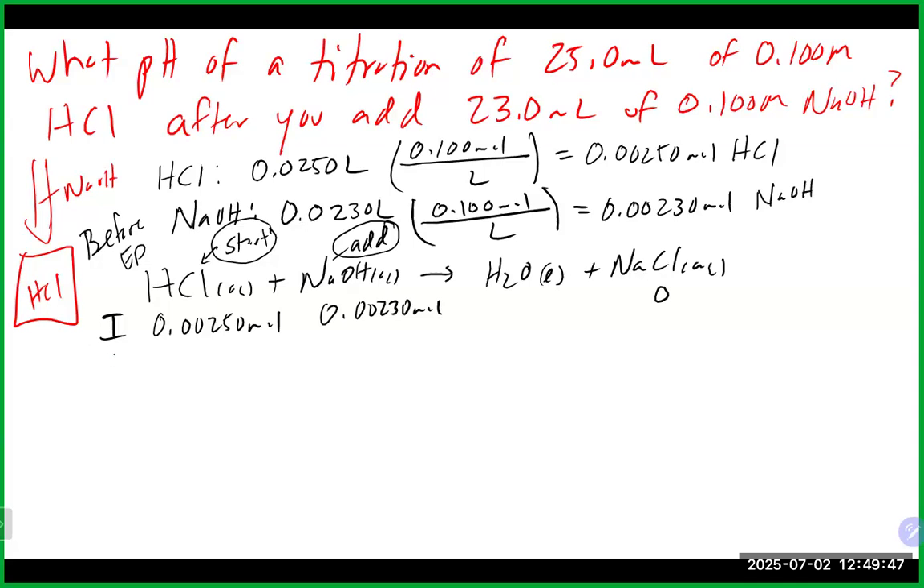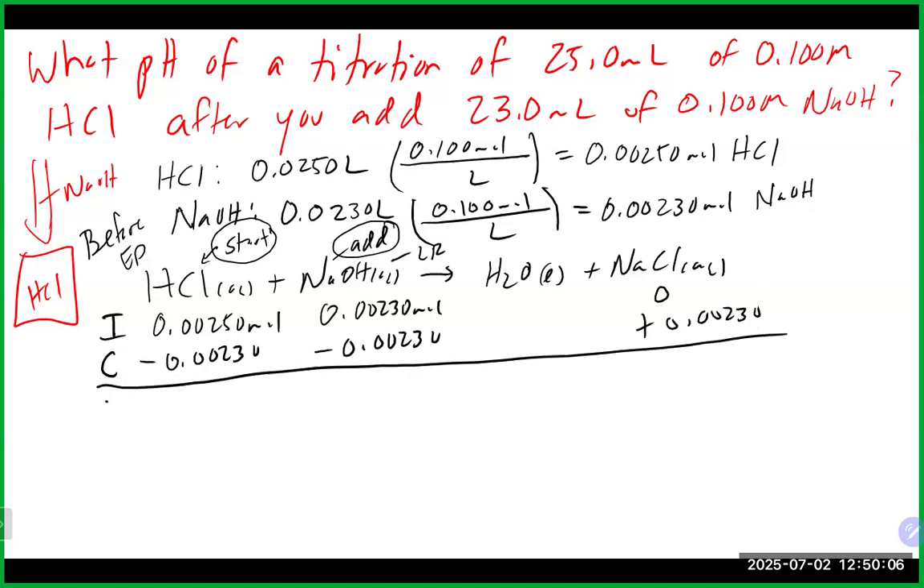That means the change I would expect is my sodium hydroxide, because at this point it really is the limiting reagent. The change would be minus 0.0023, minus 0.0023, and plus 0.0023. That's going to get me at equilibrium 0.0025 minus 0.0023, 0.0002 moles. That's going to give me 0 and 0.0023 moles here. Once again, I'm going to convert it into molarity.